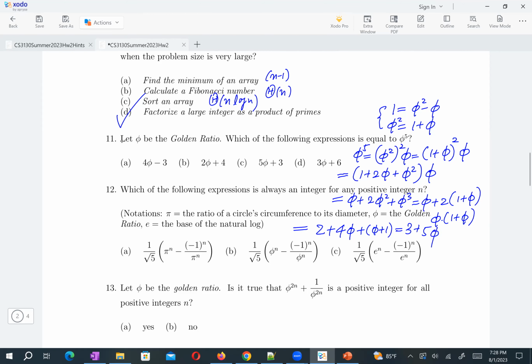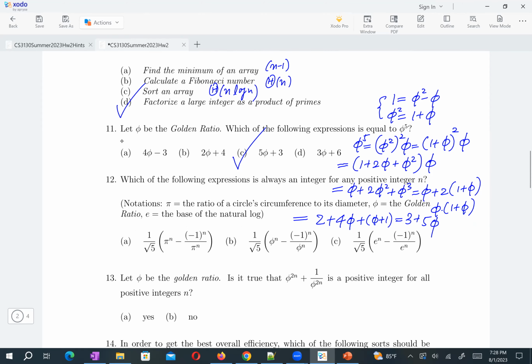Yeah. So this is what I'd like you to do. So the answer, okay? Because I'd like you to practice your basic algebra skill. But if you use a calculator to find the closest number, that's fine. You just need to give me the correct answer. Okay. All right. Next one.